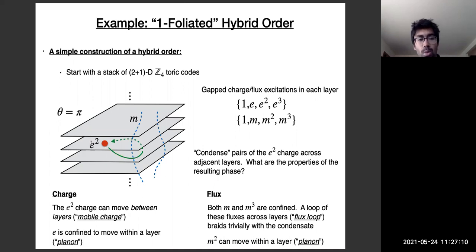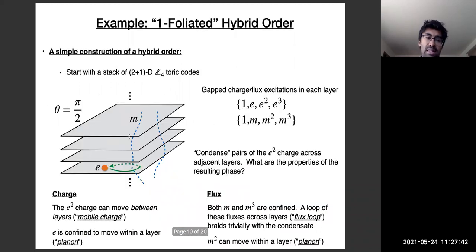So the E squared mobile charge braids with this M flux loop, and moving one around the other yields a minus sign, which is this statistical phase of pi. In addition to this, the planon can also move around the flux loop. And in this case, consistency with the fact that two planons fuse into a mobile charge actually gives a different statistical phase, a phase factor of i, when the planon moves around this flux loop.